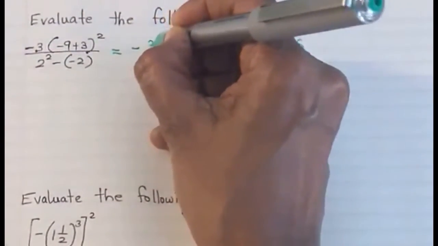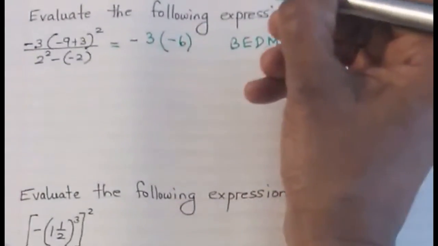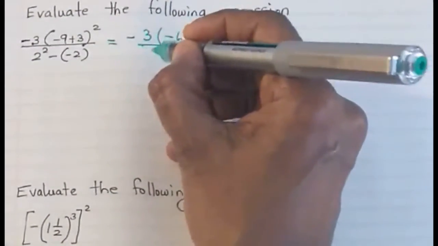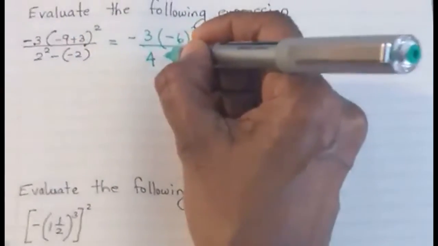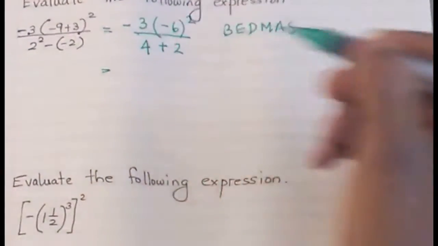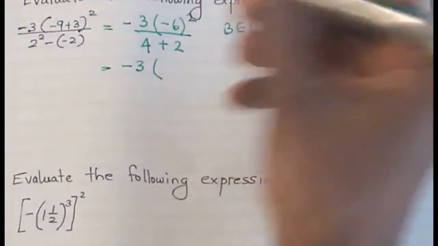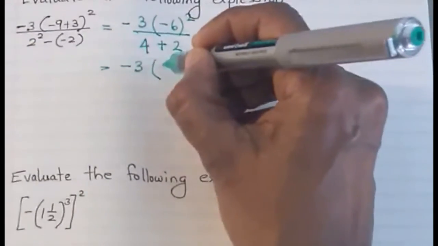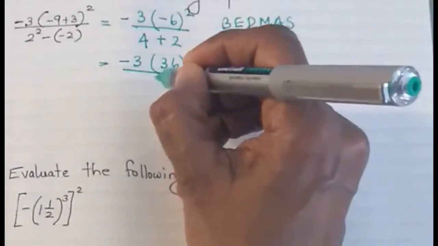So it's going to be -3, and inside the bracket I have -9 plus 3, so that's going to give me -6, and that's to the power of 2. And let's look at the denominator now. 2 to the 2 would be 4, and I have a negative times negative, that's going to be positive 2. Let's simplify this now. For the numerator, I have -3 times -6 raised to the power of 2. So that's going to be -6 times -6, or -6 squared, so that's going to be 36. And in the denominator, we have 4 plus 2 is 6.